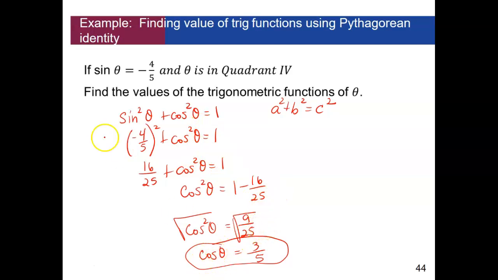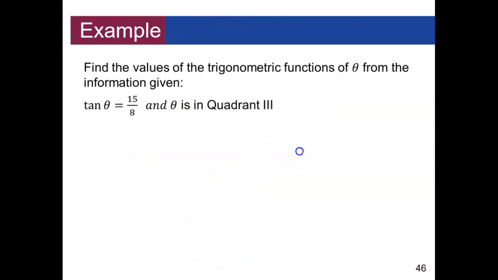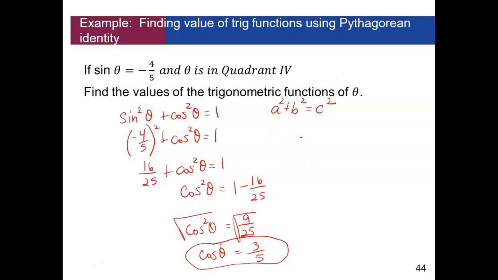And then from here, once you have sine and cosine, then you'd still go ahead and find tangent, cosecant, secant, and cotangent. All the 6 trig functions. I'm sure I'm not saying them right, but find all the 6 trig functions and go with it from there.